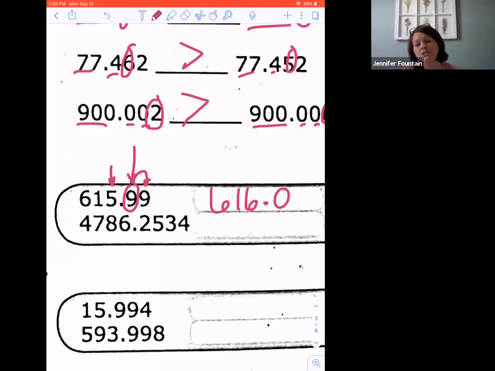Okay, even if I just wrote 616, yes, they would have the same answers, but I always want to make sure that I've got whatever number it tells me to round to, I go ahead and have that place value with a 0 in it.